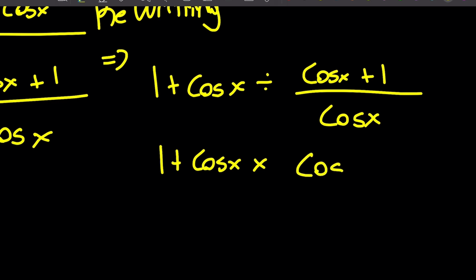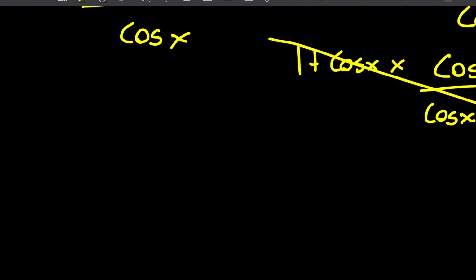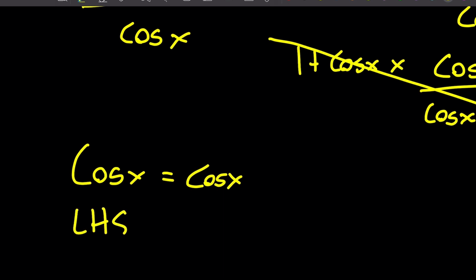So it's going to be times cos x over cos x plus 1. And seeing this, we can cancel it out, and we're left with cos x on this side. So we'll say cos x is just going to be equal to cos x. Therefore, the left-hand side is equal to the right-hand side. And that is proved. And that's great.